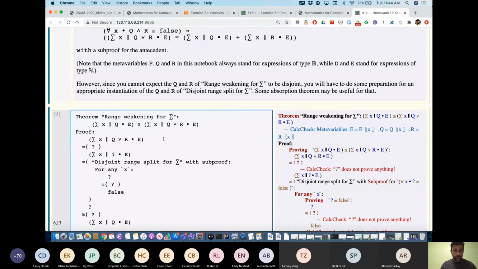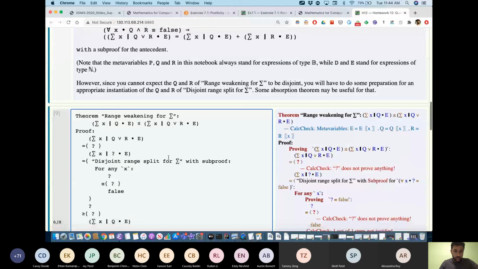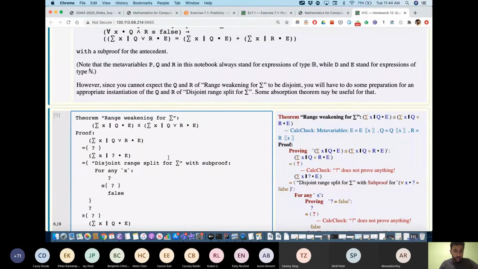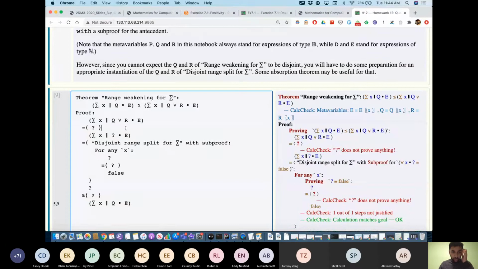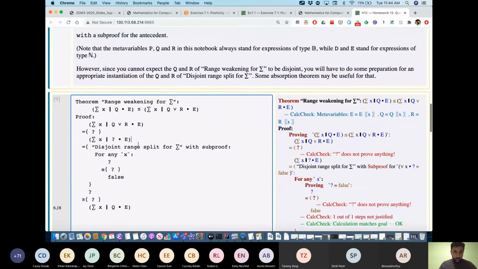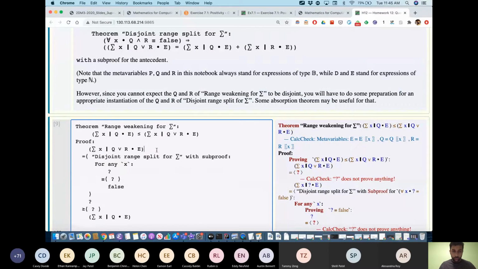Ooh, what's going on here? The next hint is we're going to apply the disjoint range split for sigma. All right, let's see what we can do. Let's see what's the most obvious place to begin. Let's just get rid of this extra line. So just go here. Disjoint range split for sigma.